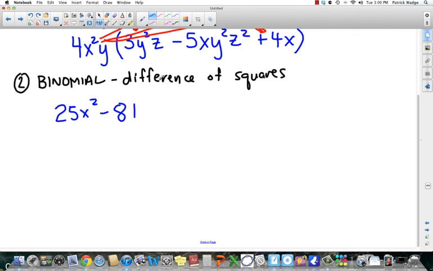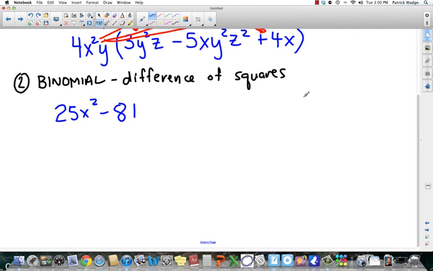Okay, why is it called a difference? Difference because there has to be a minus sign in between here. If there's a plus sign, you can't factor it. It has to be a minus sign. Why is it binomial? Because there's 2 terms. And why is it squares? Because each one of these 2 terms is a perfect square. There's something you can multiply by itself to get 81. There's something you can multiply by itself to get 25x squared.